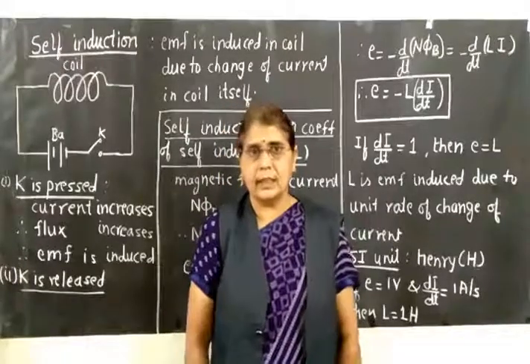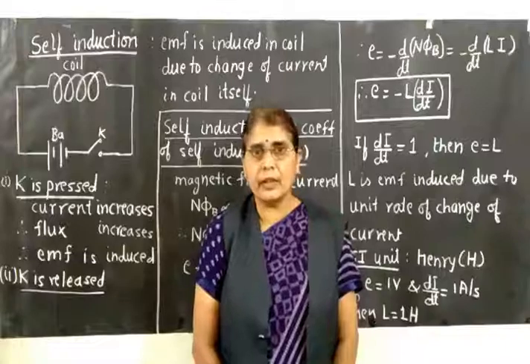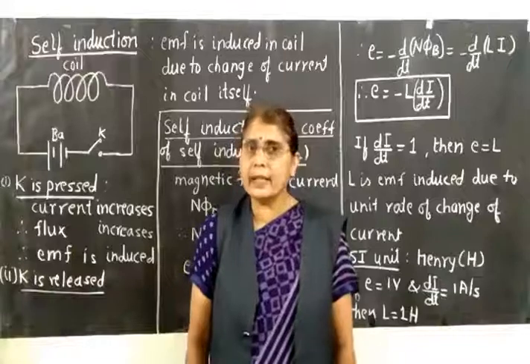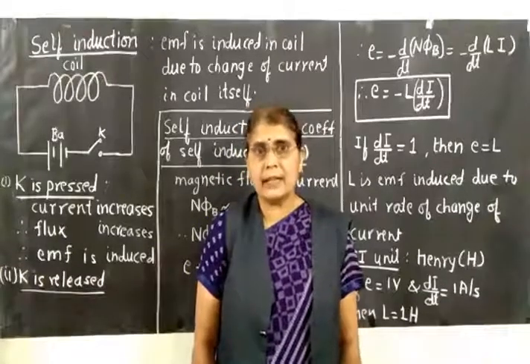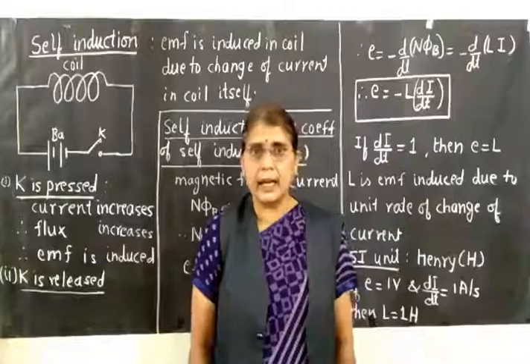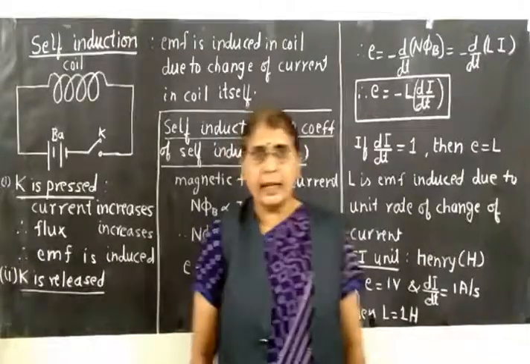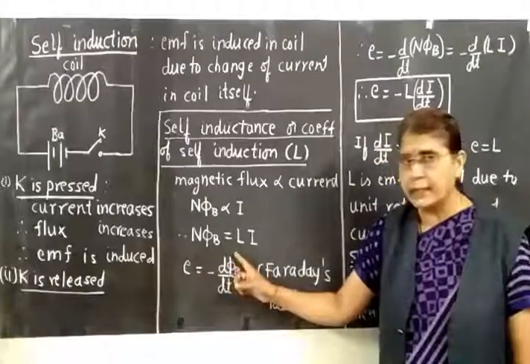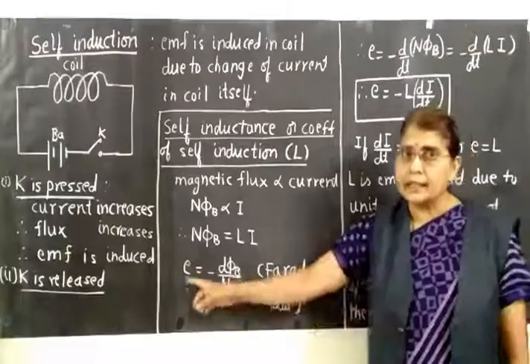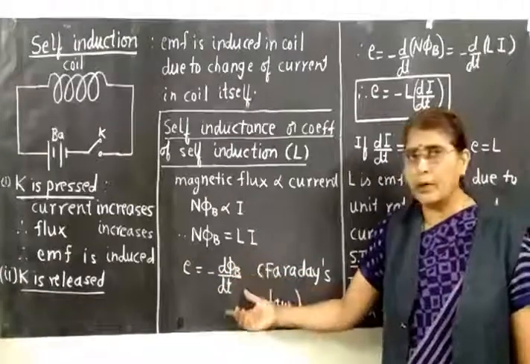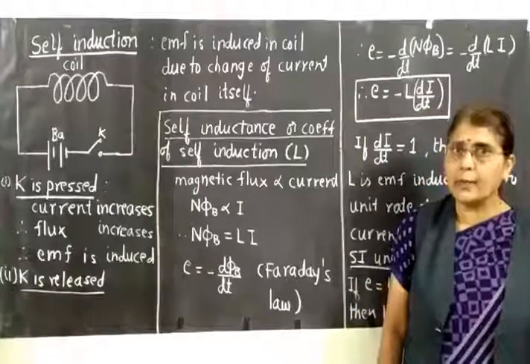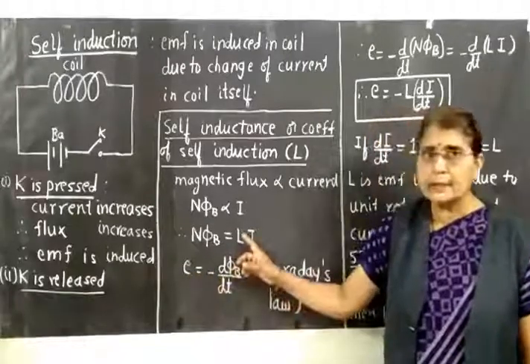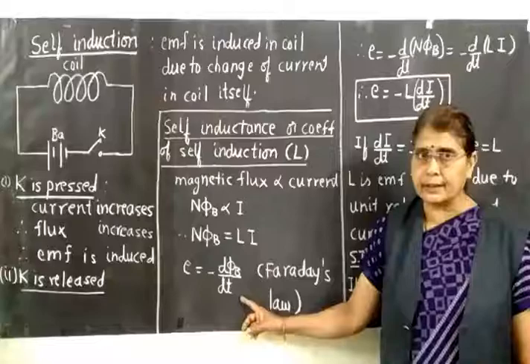Good morning, students. In the last class, we had studied the phenomenon of electromagnetic induction and we had also studied Faraday's law. What is electromagnetic induction? Whenever there is change in magnetic flux linked with a circuit, an EMF is induced in it. And the magnitude of induced EMF is given by Faraday's law as E = -dφB/dt. E stands for the induced EMF. dφB/dt stands for rate of change of magnetic flux. The negative sign simply shows that the induced EMF opposes the change in magnetic flux.